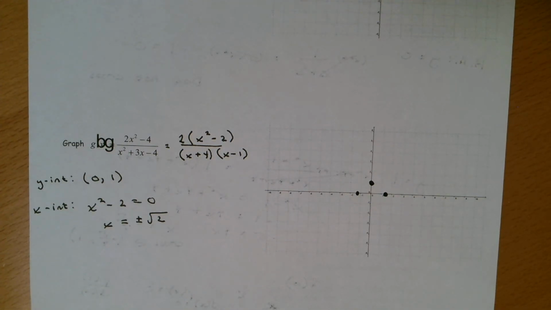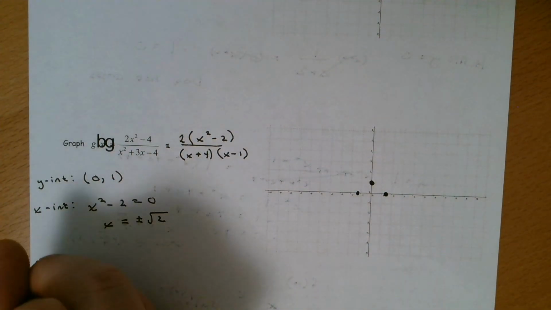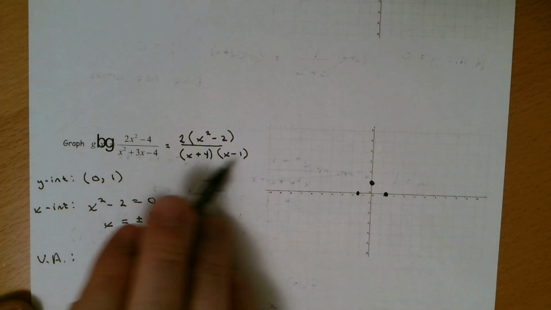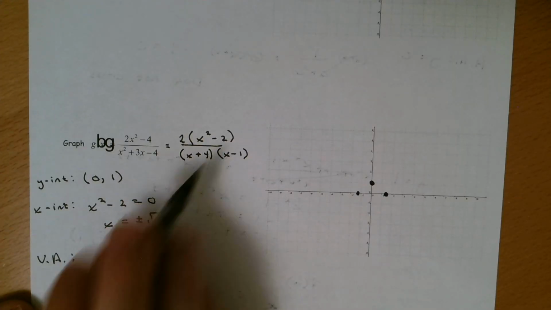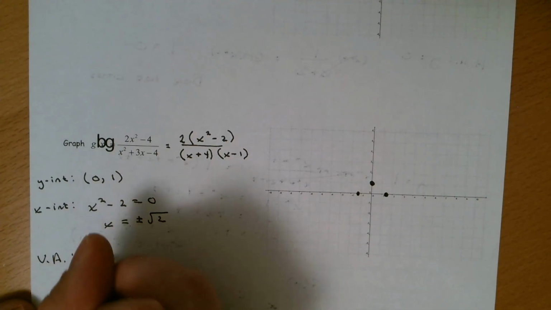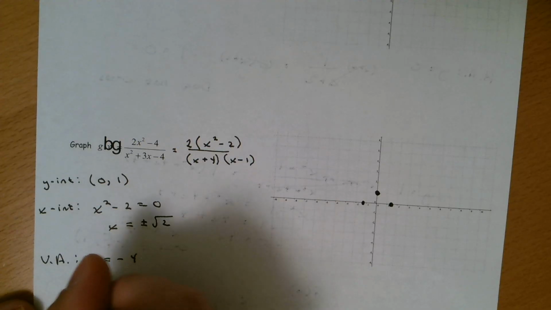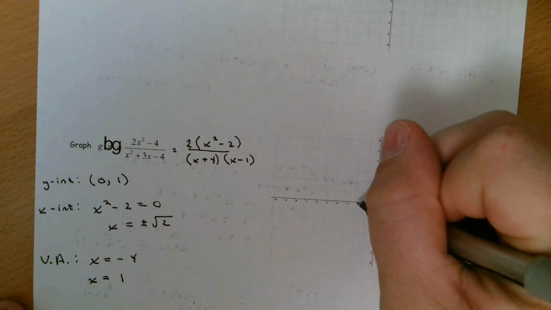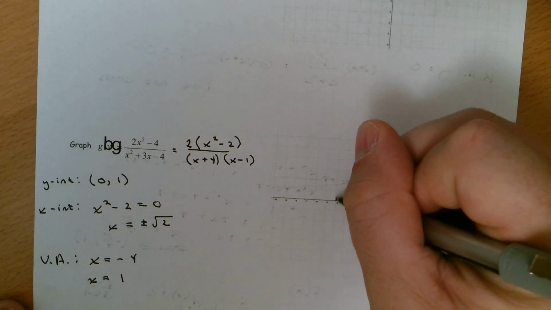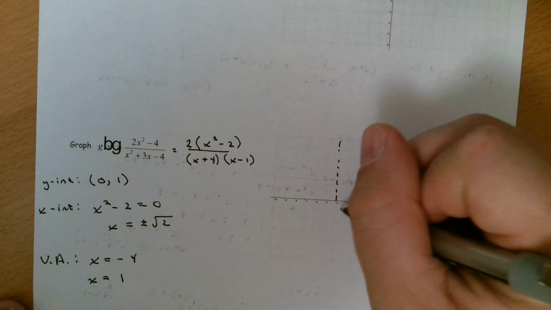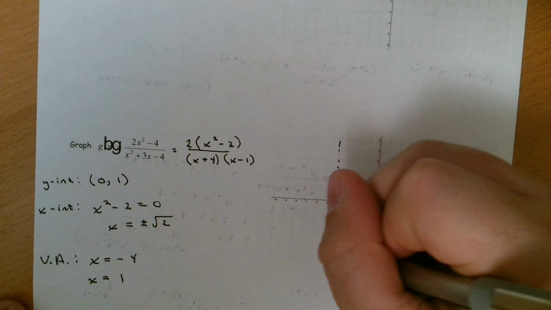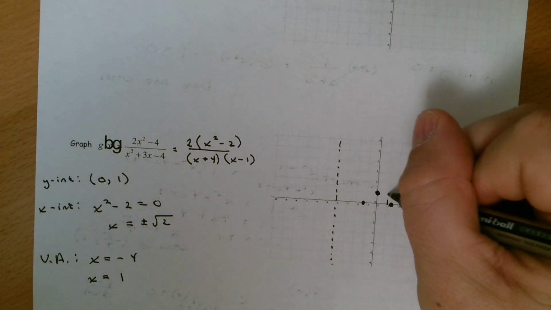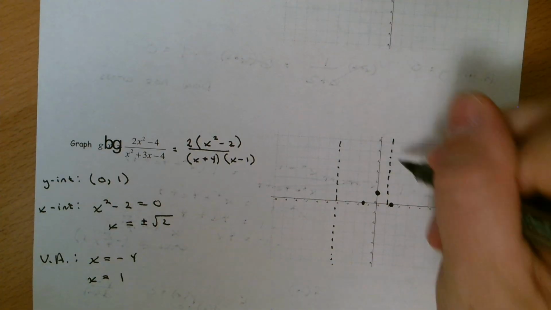Next, we're going to find our vertical asymptotes by setting our denominators equal to 0. So I've got one at x equals negative 4 and another one at x equals 1. So let's go ahead and draw those, knowing that my graph is never going to cross a vertical asymptote.